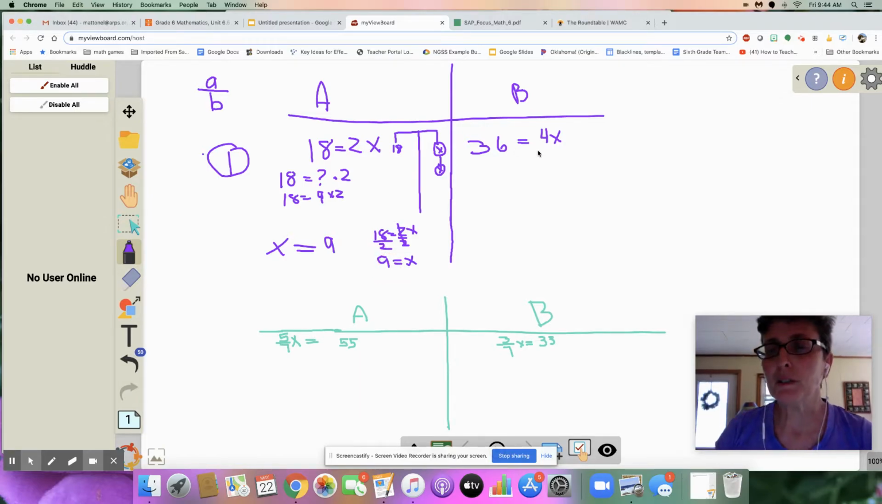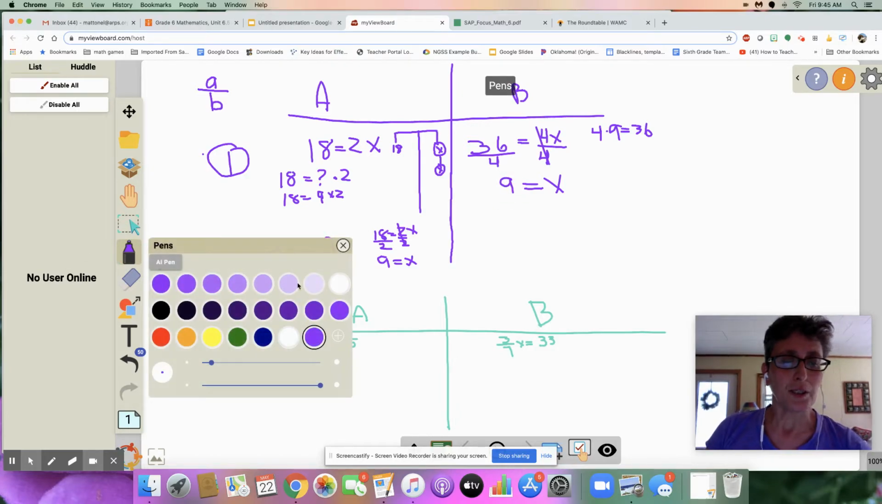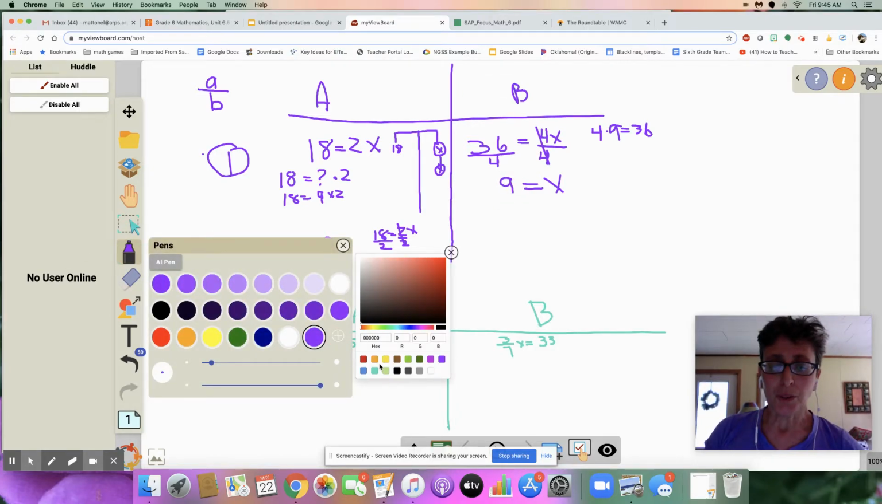And similarly, I can say to myself, I know 4 times 9 is x. 4 times 9 is 36. But I can prove it by isolating the x, because I don't know what it is and I want to know. Turn that into a 1. I divided by 4 on one side, I have to divide by 4 on the other. And there's my 9. Now, with fractions, it's really the same thing.